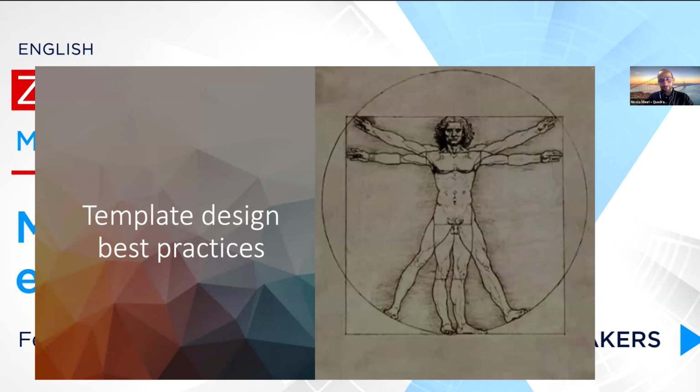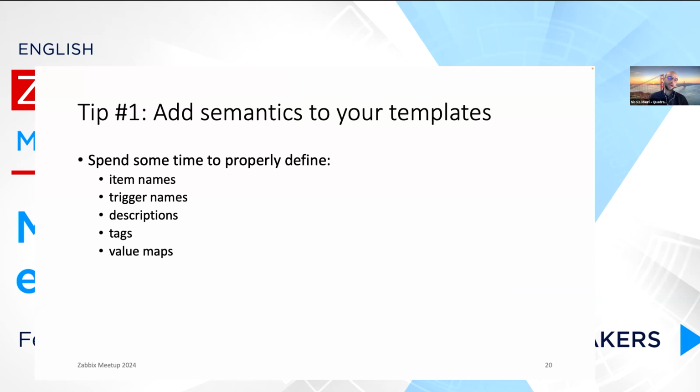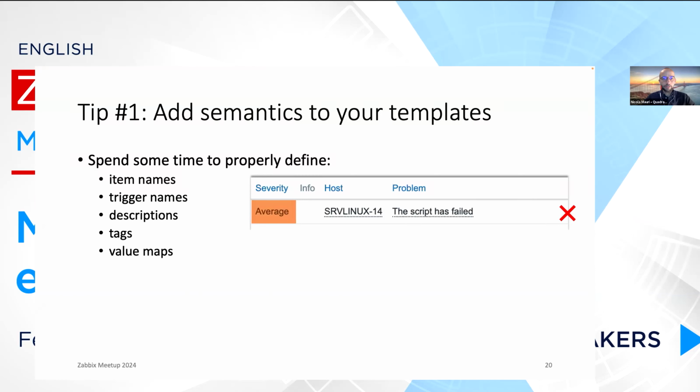So let's start in giving some tips. The first tip is add semantics to your templates. So spend some time to properly define item names, trigger names, descriptions, tags, value maps, units, and so on. Why? Because let's see this example.